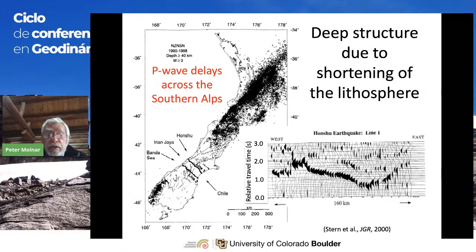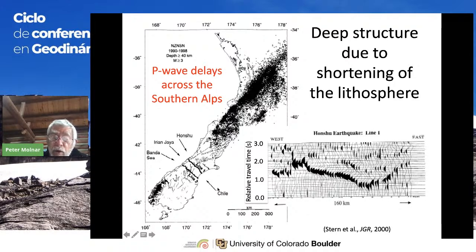So now I want to turn to the other side of this, the convergent part. And remember, I showed you there were lines of seismographs that were installed across two lines, line 1, line 2, and refraction profiles were shot across the South Island in here. Well, we also recorded distant earthquakes from Honshu, from Irian Jaya, from the Banda Sea, and another one coming from Chile on the other side.